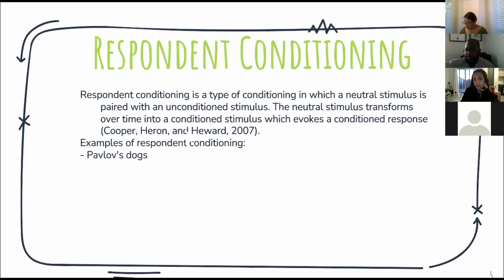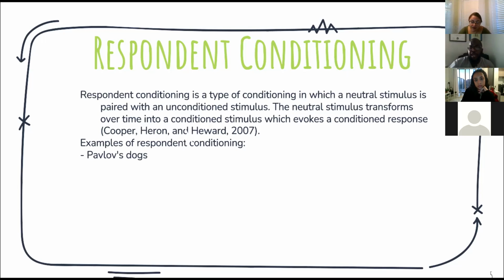I don't know if you get what I'm saying. So let's look at the dog, for instance. The bell is a natural stimulus because it doesn't have any effect on the dog. Now, the salivation is unconditioned because the dog didn't learn it.